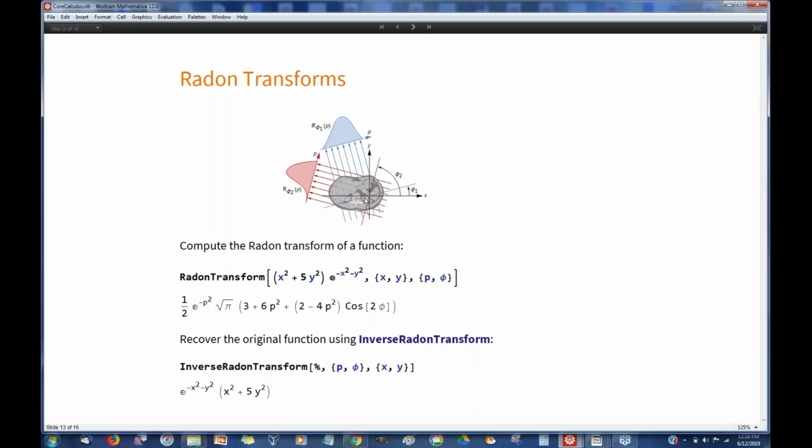So that mathematics over here is in fact now available in calculus. We have the Radon transform, which computes the Radon transform in a particular direction in the plane. So the p over here and the phi actually specify different straight lines in the plane. And from that, you can get back the inverse Radon transform, and that's the original function over here. So this is quite an achievement.